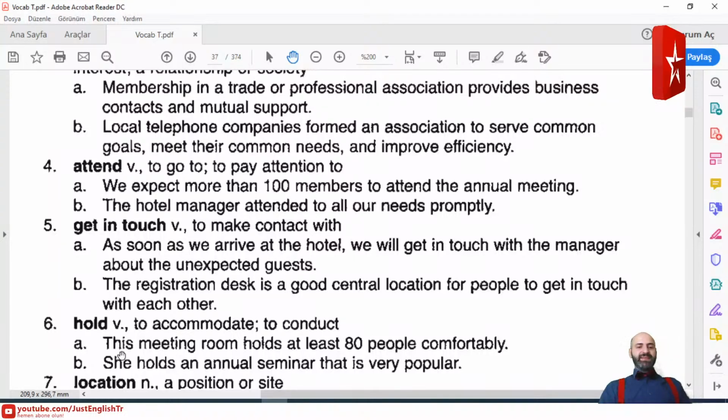Sentence A says, this meeting room holds at least 80 people comfortably. And sentence B says, she holds an annual seminar that is very popular. So in the second sentence, B, she holds an annual seminar. It means she conducts a seminar, like what we talked about.